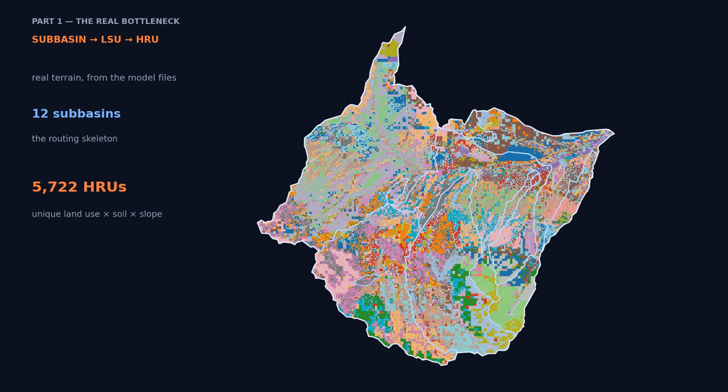Watch the hierarchy form. First, 12 subbasins, the routing skeleton. Then, inside them, the hydrologic response units. Every unique combination of land use, soil type, and slope class gets its own unit. 11,000 of them here. The HRU is the computational atom. The water balance is solved there and nowhere finer.